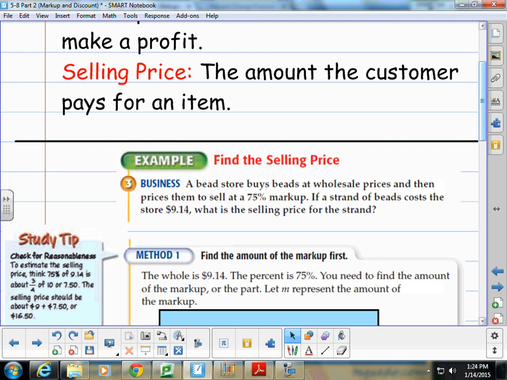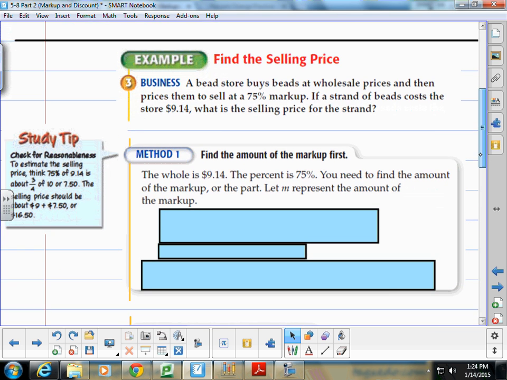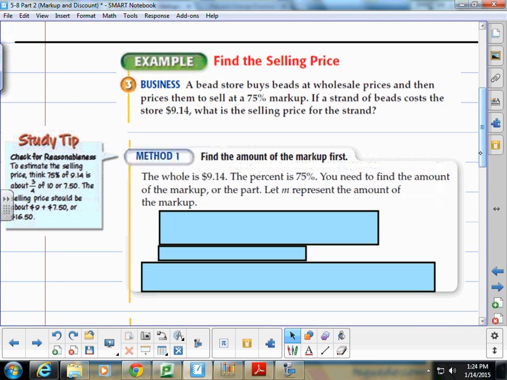There are two methods to find the selling price, kind of like the other day when we did two methods about tax. Study tip would be checking for reasonableness. You could estimate using that estimation skill from 5-6. 75% is about 3/4. $9.14 is about $10. So you can round those things up. It's going to be around $7.50 of a markup.